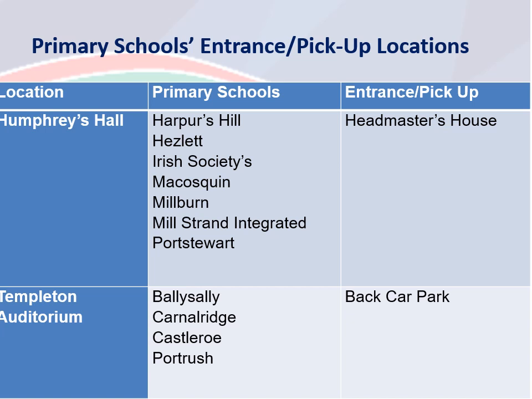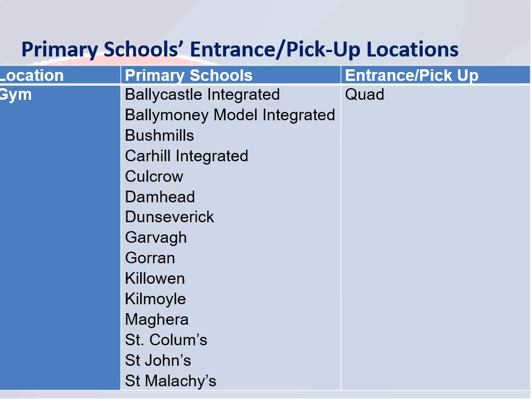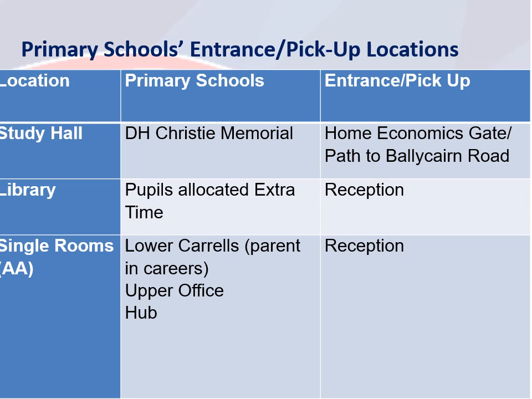So the primary schools listed on each slide are in the Humphreys Hall and the Templeton Auditorium. Each location has its own pick-up point and drop-off point as well at the headmaster's house in the back car park and so on. And you'll see on the slide shortly where these different places are located on the school campus. So there's the third slide with the location of individual primary schools.